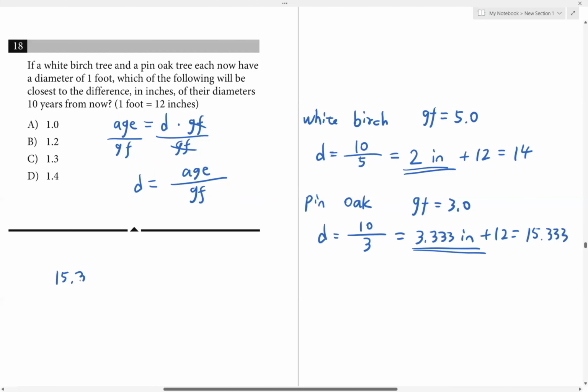Okay, 15.333 minus 14 is going to be 1.333. So the closest answer has to be letter C for question 18.